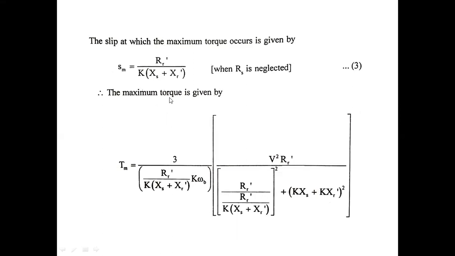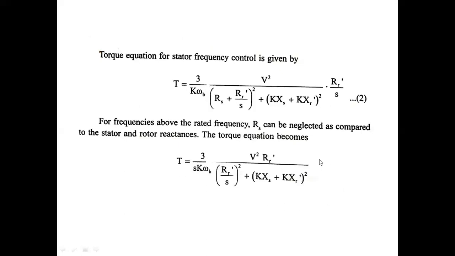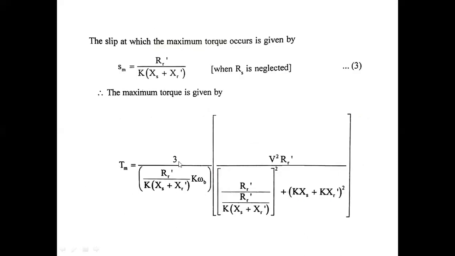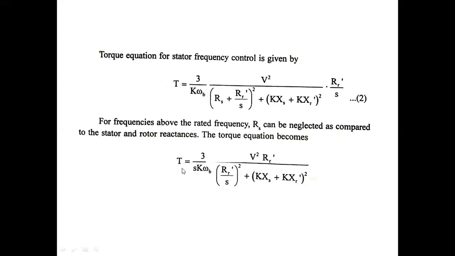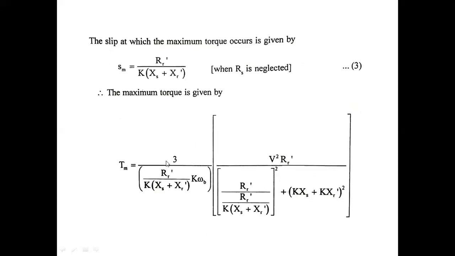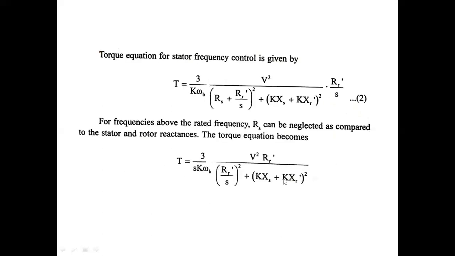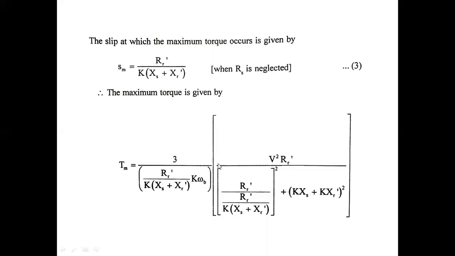The next thing is the maximum torque expression. The maximum torque comes whenever you substitute the maximum slip value in the torque expression. This slip corresponds to variable frequency operation, and this torque also corresponds to variable frequency operation. If I substitute this S value as Sm, then this becomes the maximum torque. So the slip value is replaced in the previous equation, sorry, in this equation, so that it becomes like this.